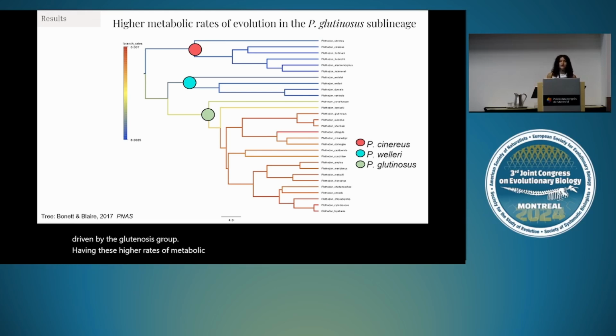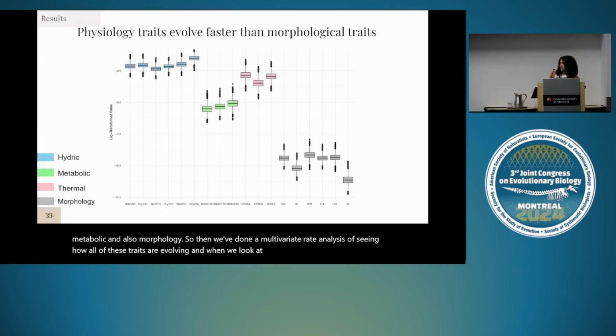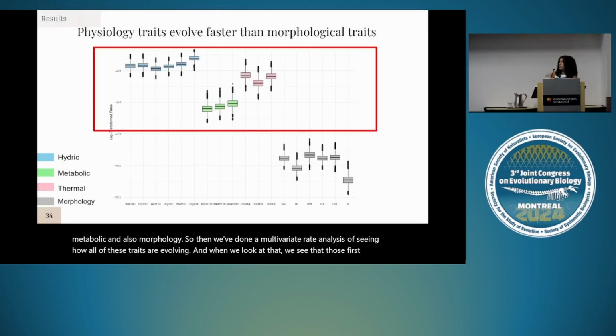Now, this is really fun to see how these patterns go when you're looking at the rates of evolution between sublineages, but now we want to compare it across all of our traits, right? We have hydric, we have thermal, we have metabolic, and also morphology. So then we've done a multivariate rate analysis of seeing how all of these traits are evolving, and when we look at that, we see that those first three groupings are all going to be physiological traits. So blue is hydric, green is metabolic, and red is thermal. And the gray one is going to be our morphological traits.